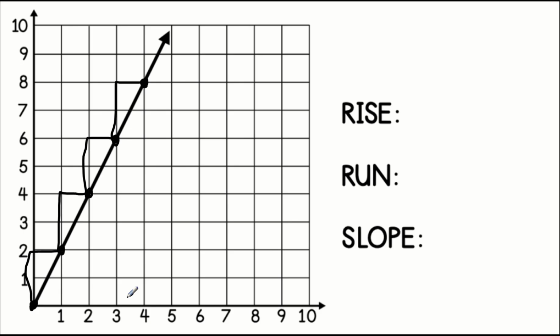So if I use like right here, I'm going from 4 to 6. So that's a rise of 2. My run is going from 2 to 3. So that's a run of 1. Slope is rise over run. Y'all, what's 2 over 1? 2.